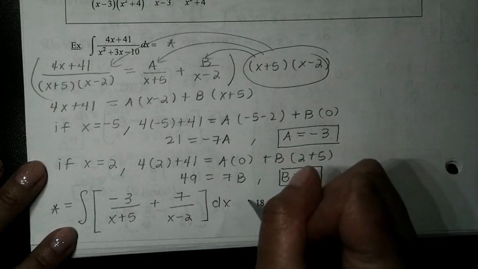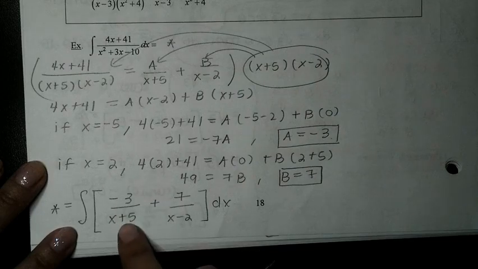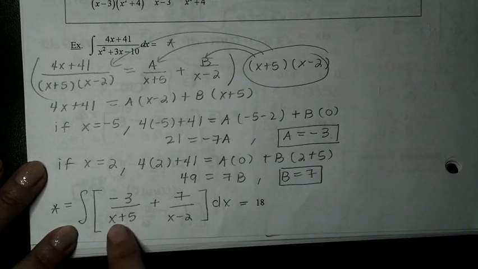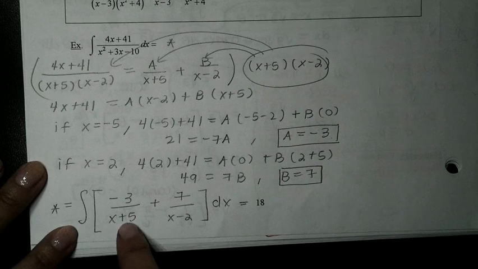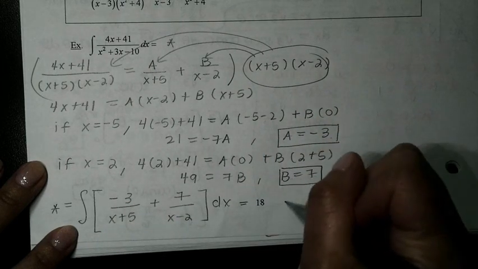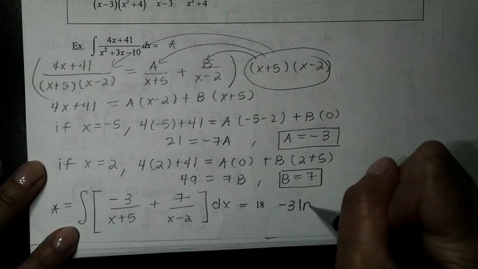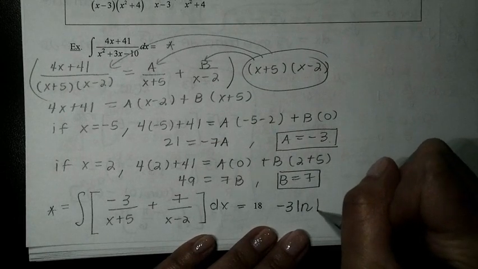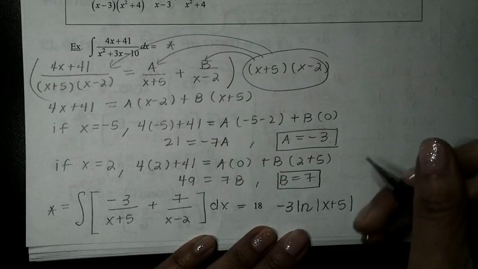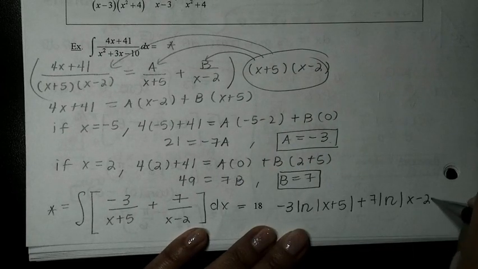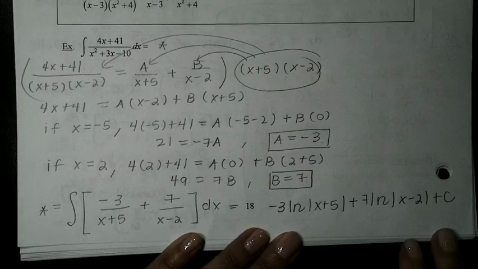Because this one, you know that you can do u substitution and you can use natural log, because this is a linear factor, right? They are linear. Okay, so do you see the u of this one? Yes, u is going to be x plus 5, so just pull out the negative 3. So it's going to be negative 3 natural log of x plus 5, and then you have the plus 7 natural log of x minus 2 plus c, and guess what? We're done with this integral.